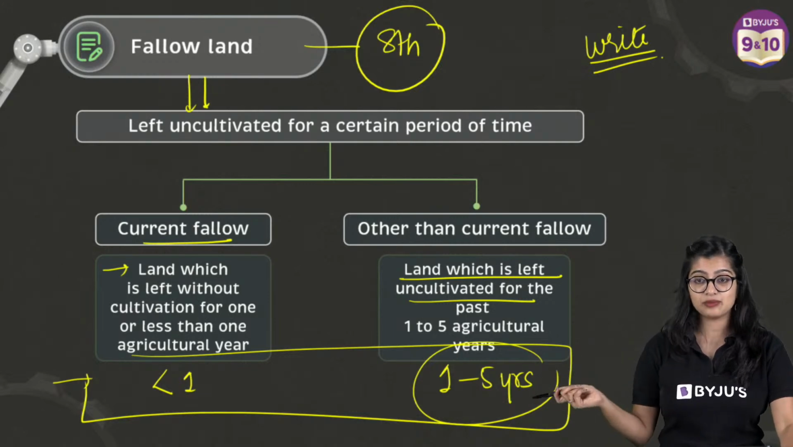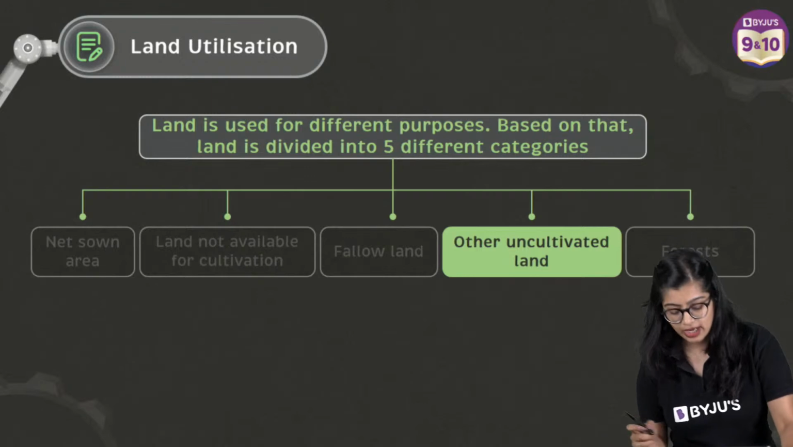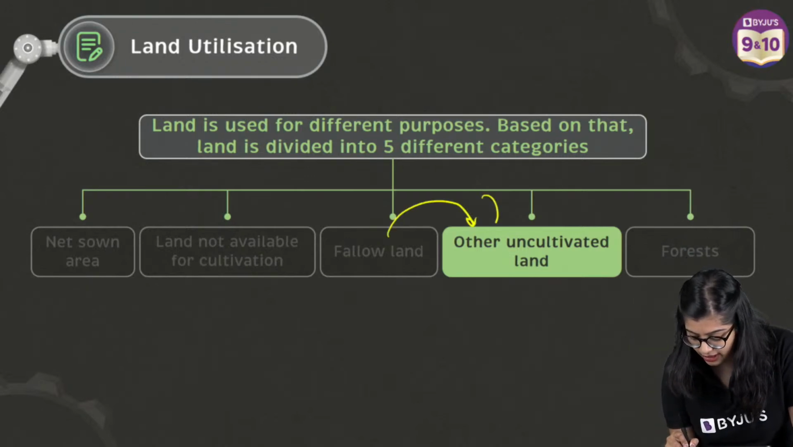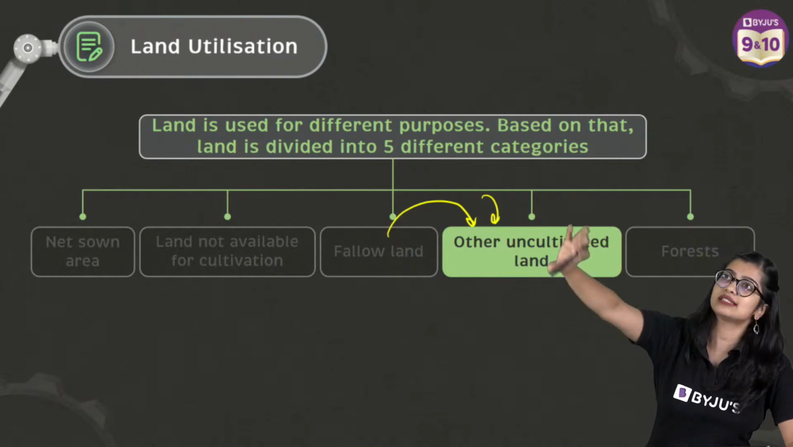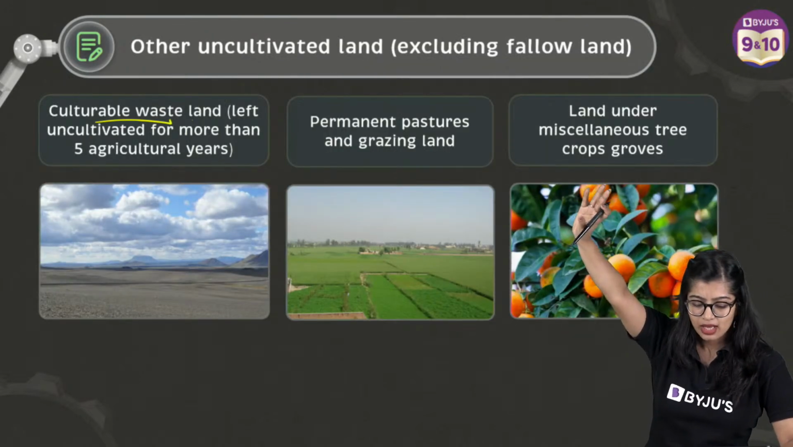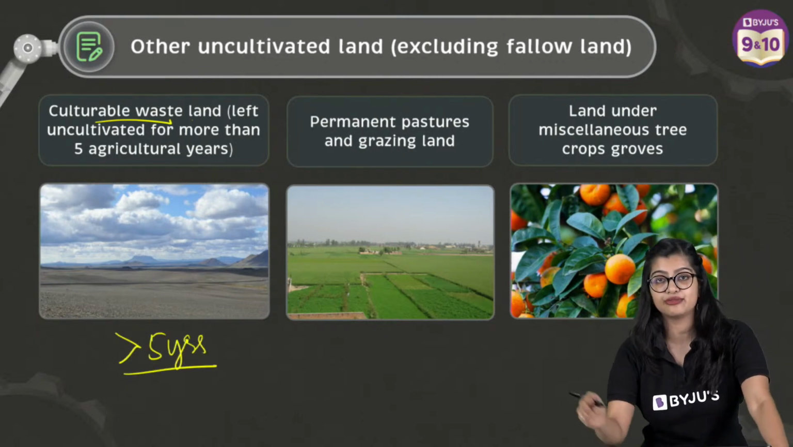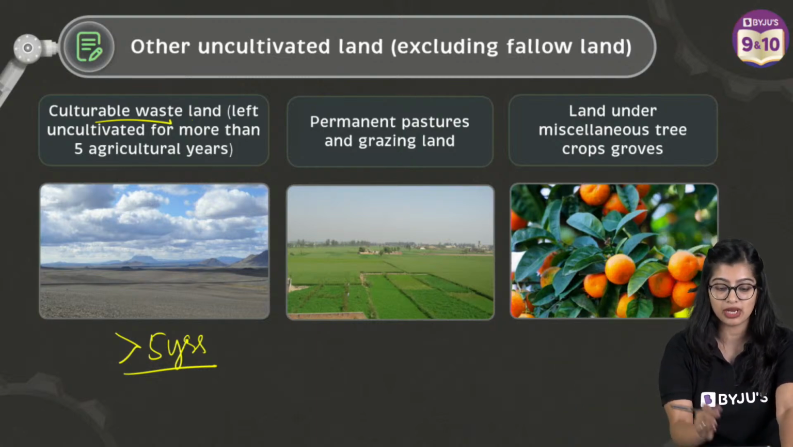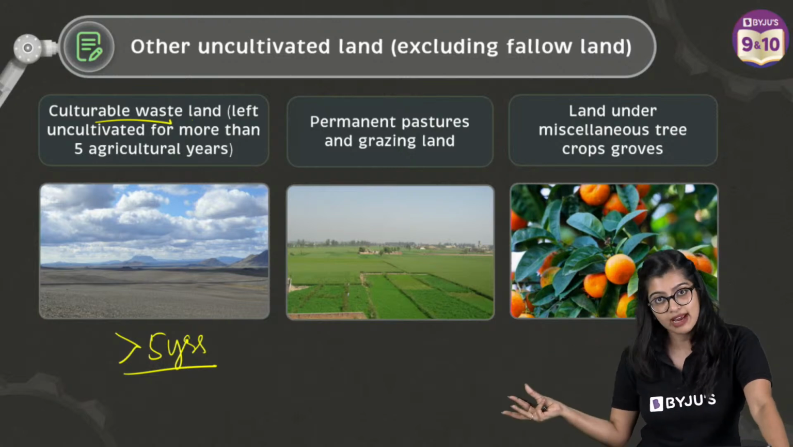And at times, if it goes beyond 5 years, it goes from fallow land to the next category, which is other uncultivated land. So now this is a separate category, okay? Here, if it is left for more than 5 years, your other than current fallow becomes culturable wasteland. Because now I can cultivate my crops.